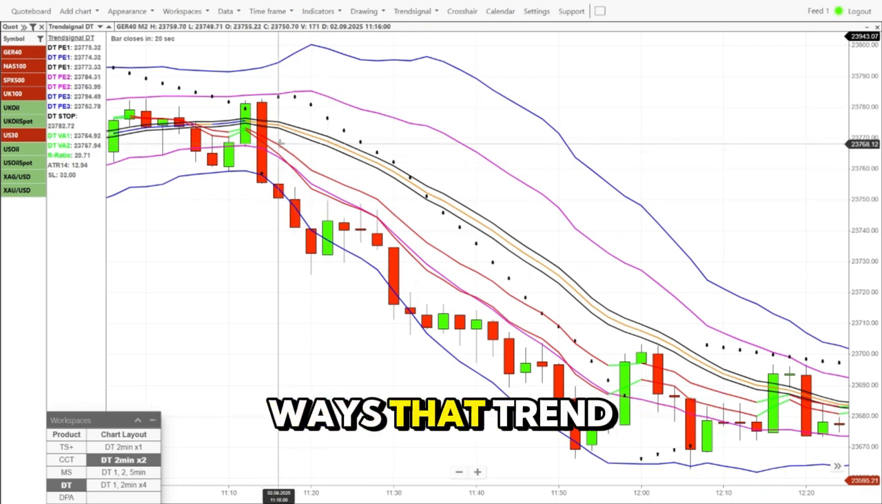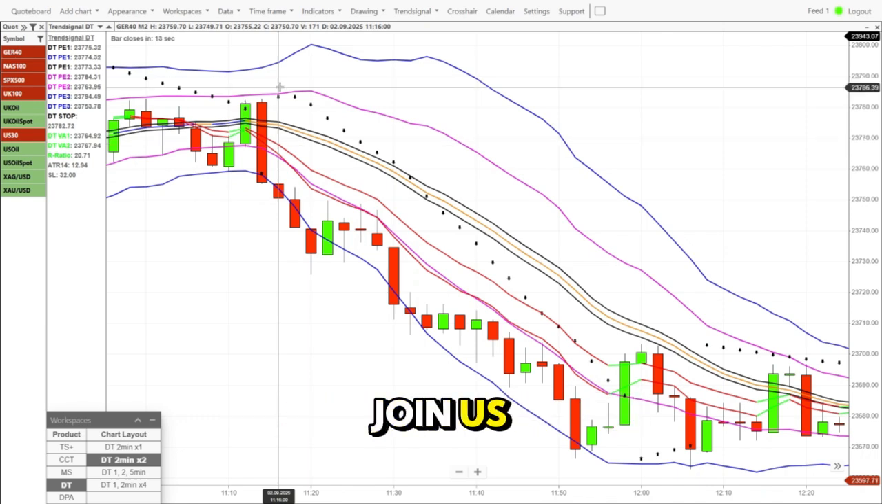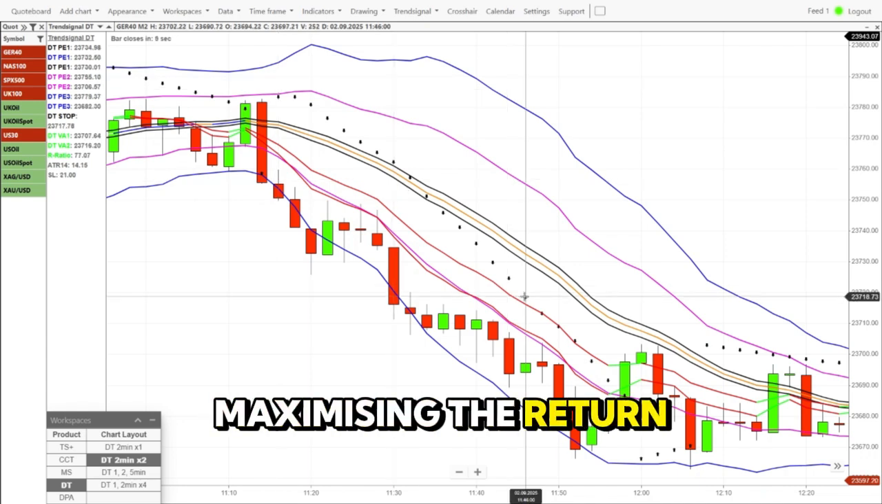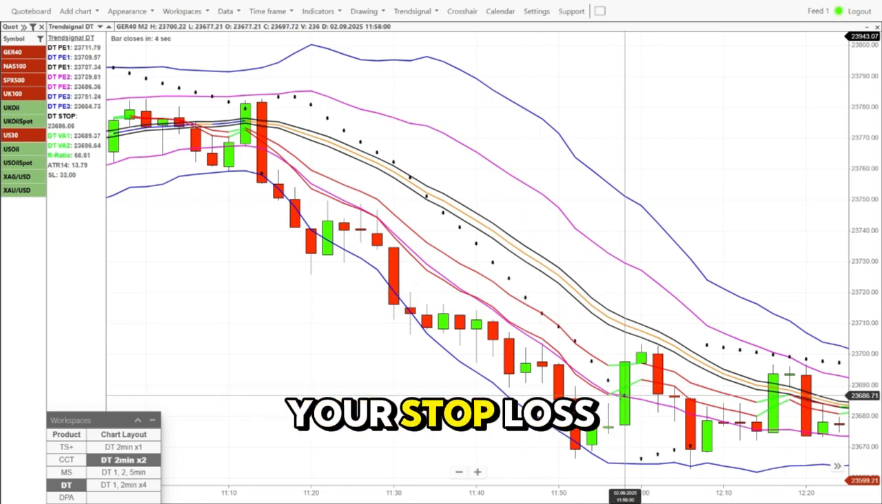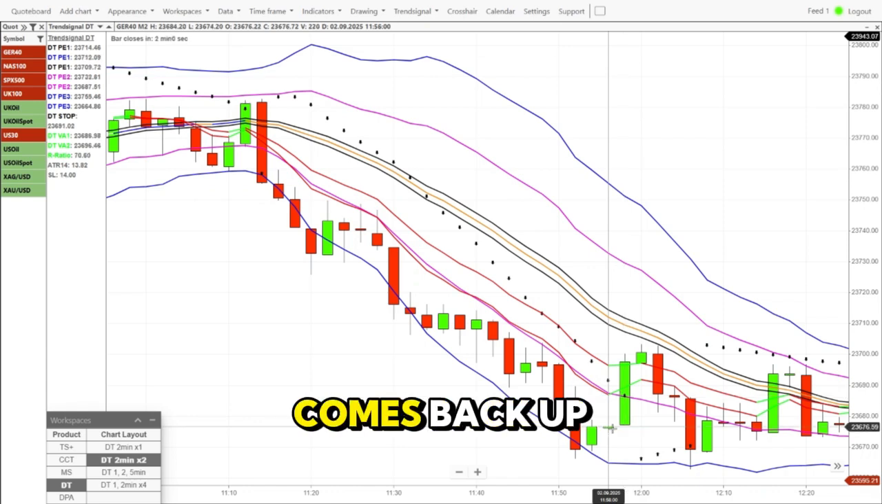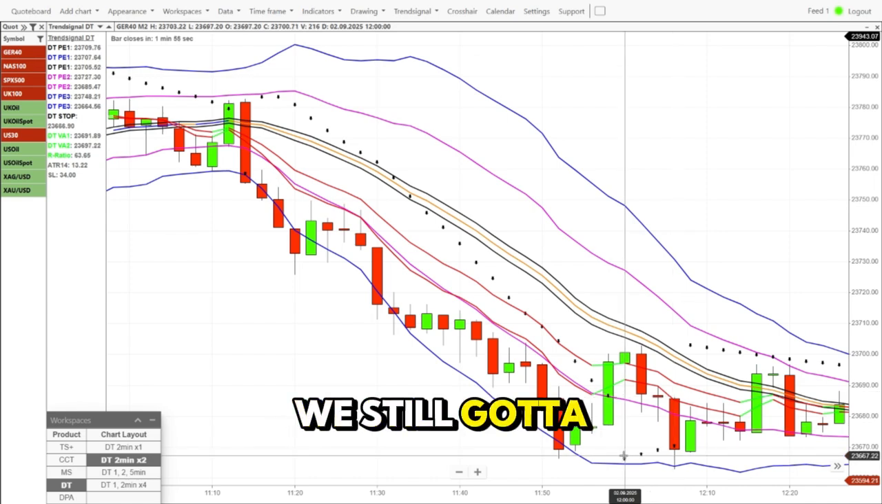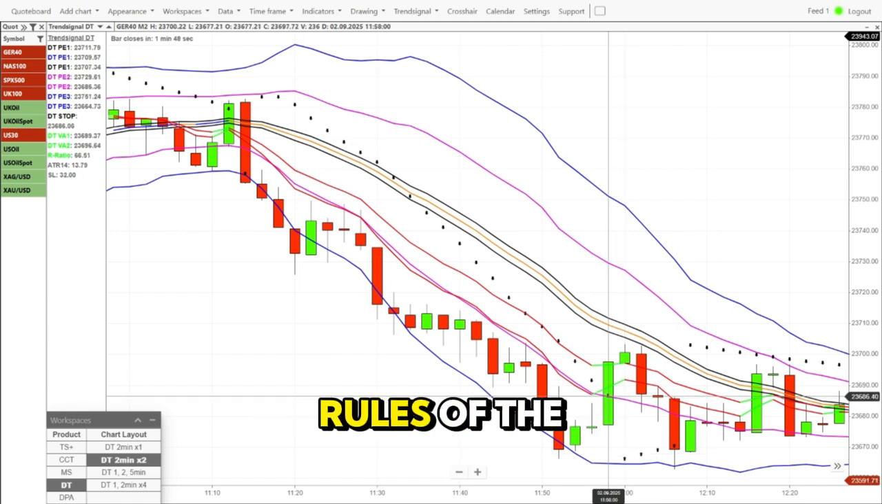There are a couple of different ways that Trend Signal traders will manage this. If you want to go for the most simple version that you'd probably use while practicing when you first join us, you're going to be following the black arrows. You're not going to be worried about maximizing the return you make. You just want to make a safe return, essentially. You follow them all the way down. This cranks your stop loss with the trade, almost as a form of trailing stop, if you like. And as soon as the candle comes back up and hits the arrow, it means we're now looking for a trade in the opposite direction. We still have to go through that 5-step criteria. But as soon as we hit that arrow, that's the end of the trade, and you cannot take that trade any further according to the rules of the system.